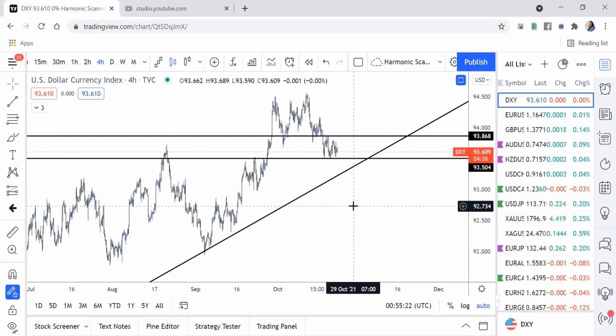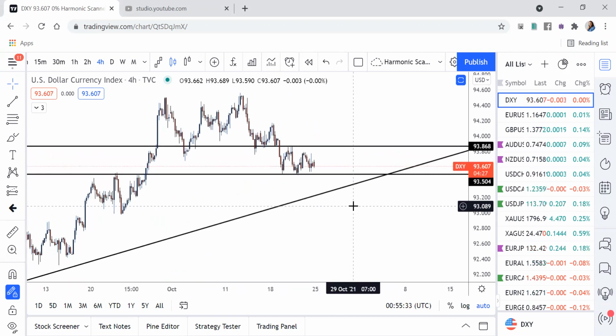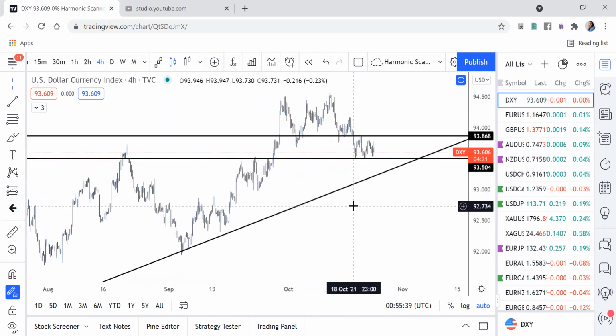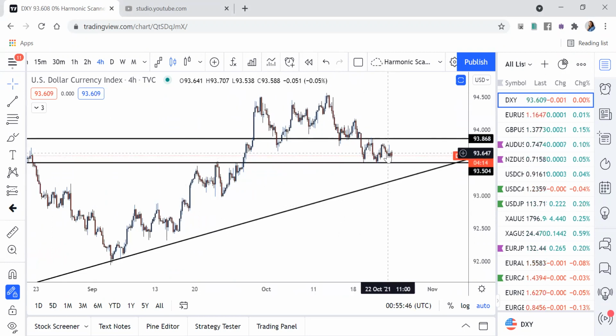All right. So we're gonna start with the DXY. Right now, we're at a very interesting area on the DXY. Last week I would have told you guys, look for the DXY to continue dropping into this zone, right? And then once we get into this zone, we need to pay close attention to what the DXY does next.